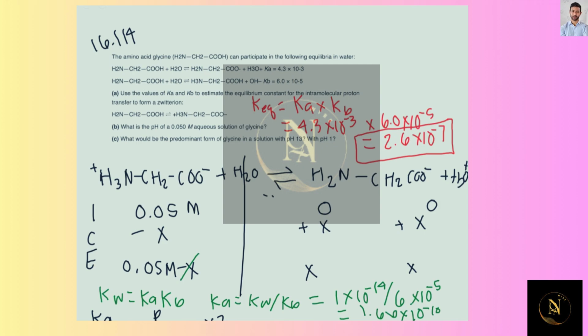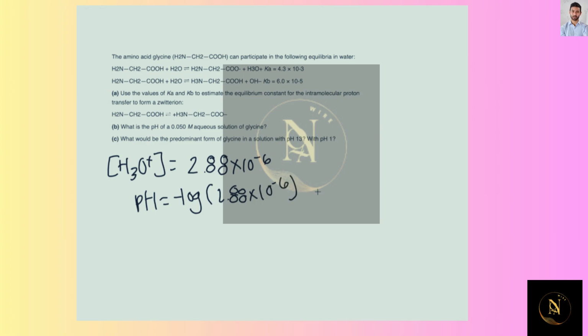Now, that 2.88 times 10 to the negative 6 is going to be our H plus concentration. Since we need that H plus concentration to find our pH, we can plug it into our equation. The pH is equal to the negative log of 2.88 times 10 to the negative 6, and we get 5.54, and that would be our answer for part B.